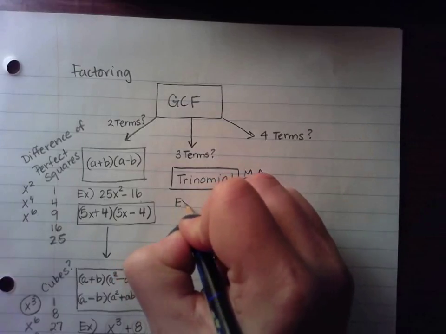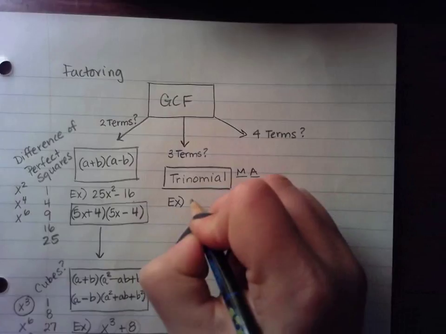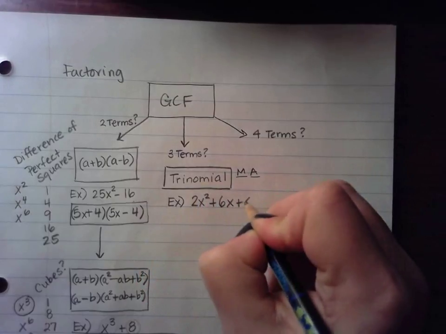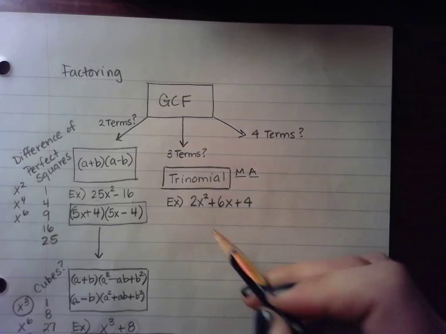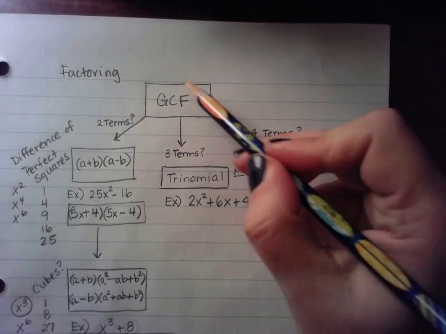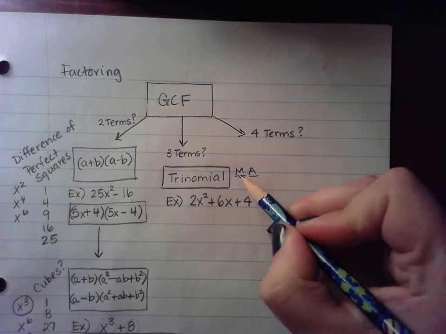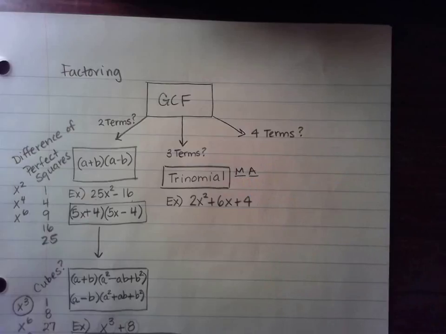So, here's an example of how that works. Let's do something like 2x squared plus 6x plus 4. So, I notice I have 3 terms. I want to check for my GCF though. Maybe if I can take out a GCF, I'll have some smaller numbers, and this M and A process will be a lot easier for me.